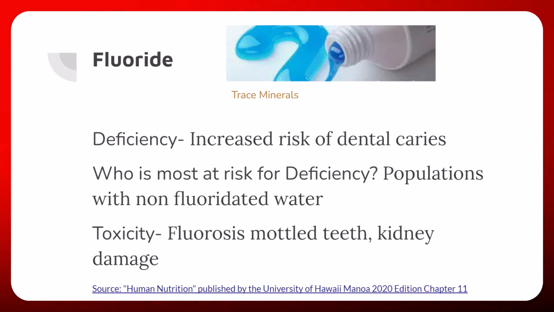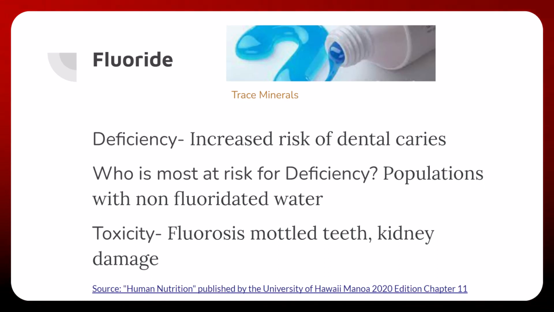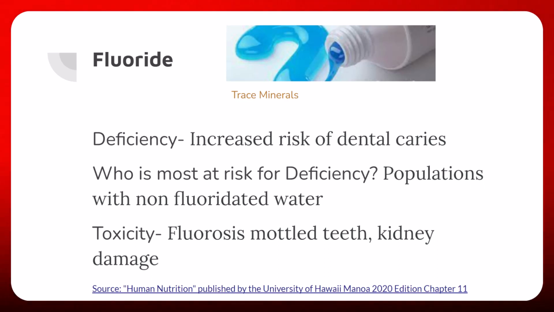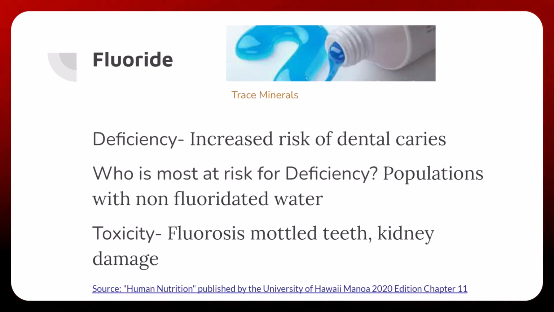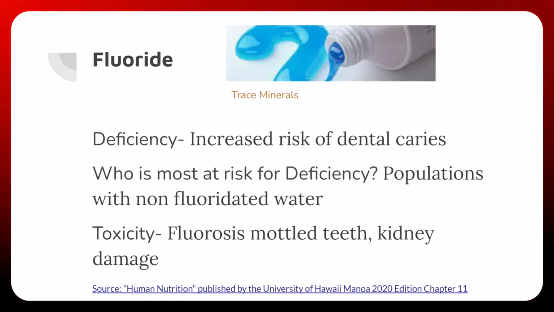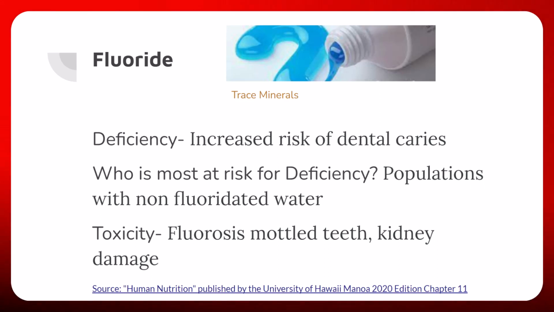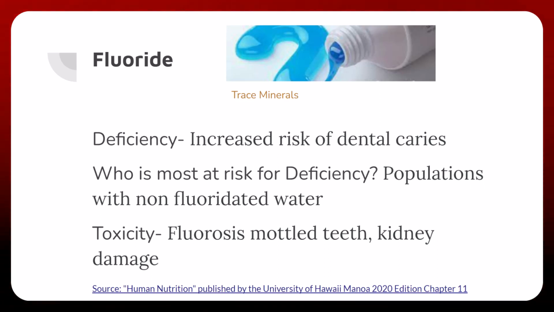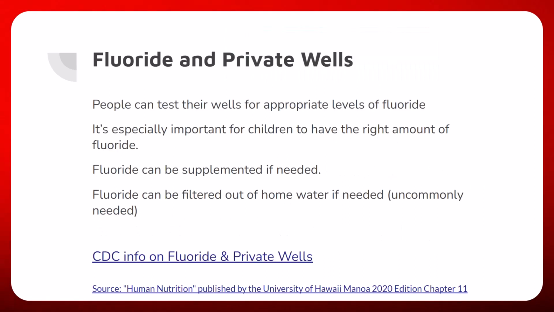So if you live in a city or a public water supply is available to you, the water is probably fluorinated, it has fluoride in it, and you can get the fluoride from that water supply. If you're not on some kind of public water system, then that may not be the case. And if that happens, then you could be at risk for this deficiency. Toxicity is called fluorosis, and it causes mottled teeth and kidney damage.